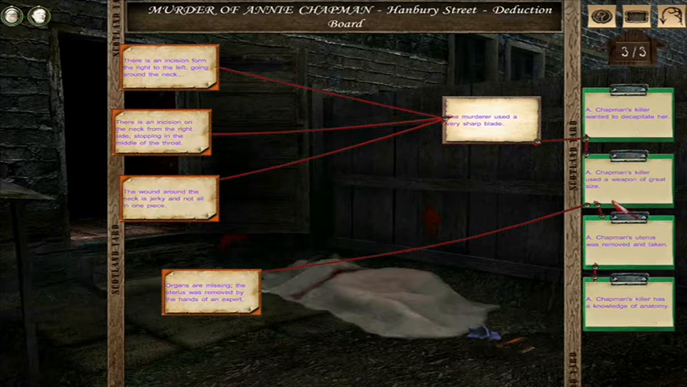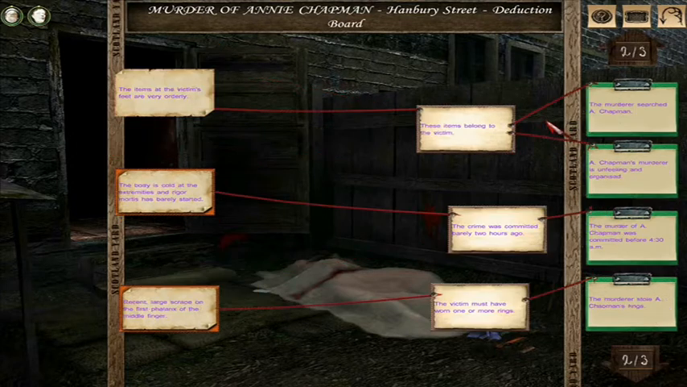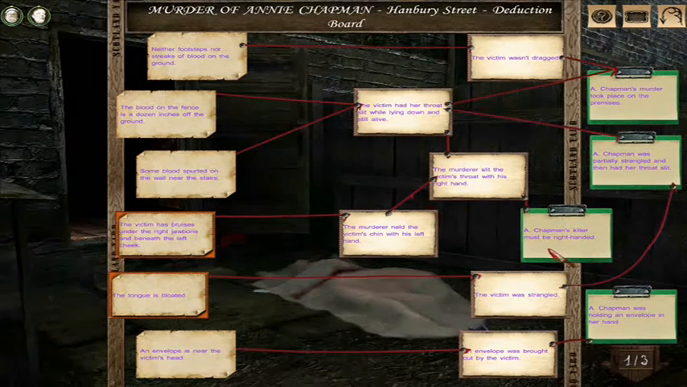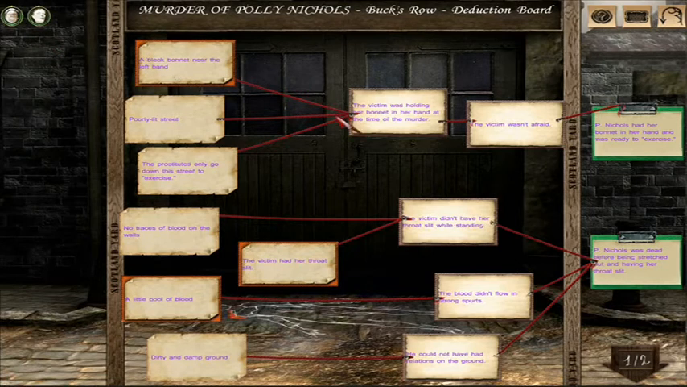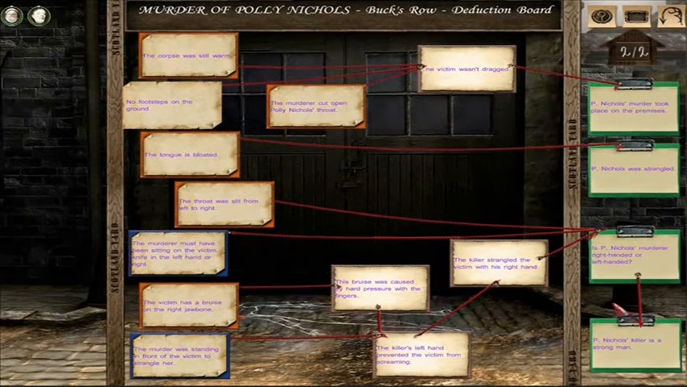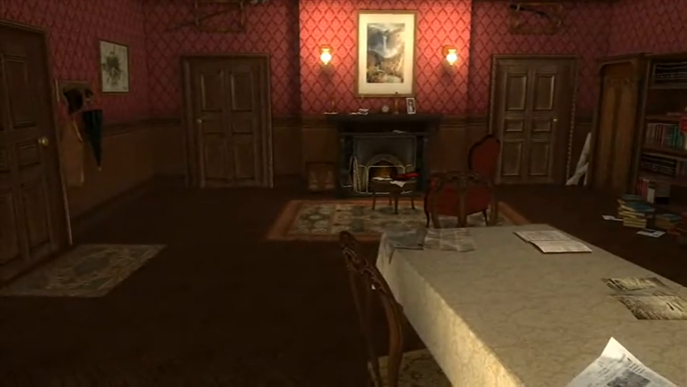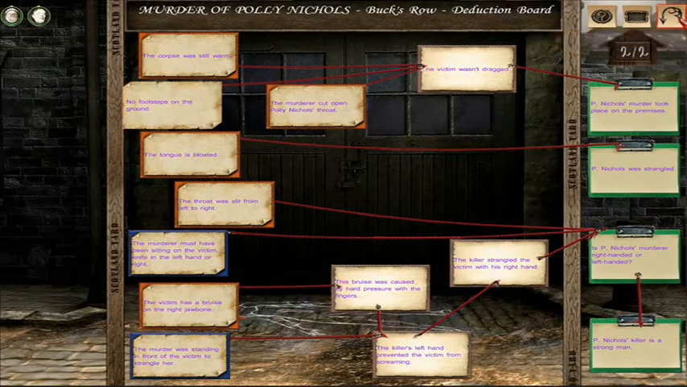Now, I can't really see more than this one. Chapman's killer must be right-handed. That is probably the best thing we have. Let's see, because we had some problems here. Is P. Nichols' murderer right-handed or left-handed? But it's a strong man. Let's see. Sorry. There are perhaps more things.